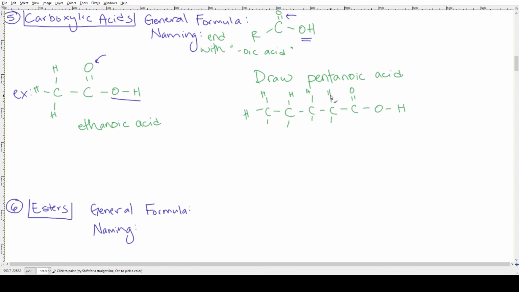If you are asked to draw valence electrons, you would never be wrong to draw them. So if you end up leaving off those valence electrons, you better be sure that they're okay with it. So that would be pentanoic. 1, 2, 3, 4, 5, hydroxide and double bonded O. So that's a carboxylic acid.